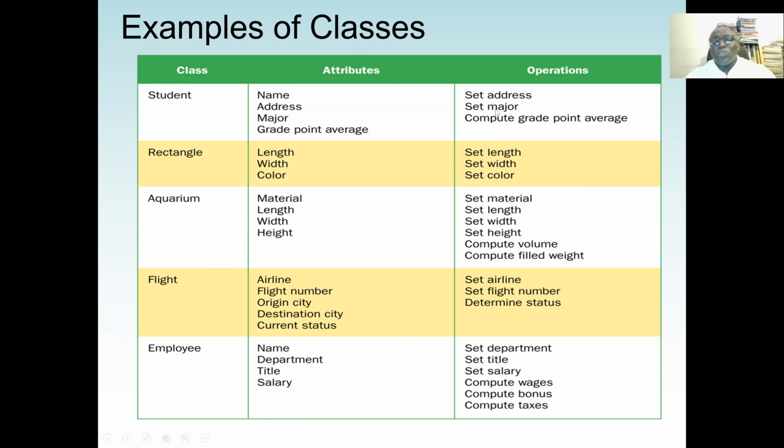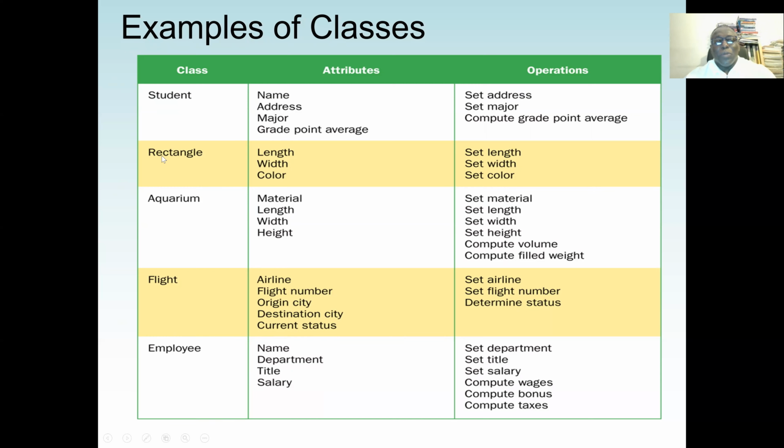Then for the operations of a student, we can set the address. Students have an address. We can also set the major or get the major. We can also calculate the GPA. We can also return the number of credits the student has taken, etc.